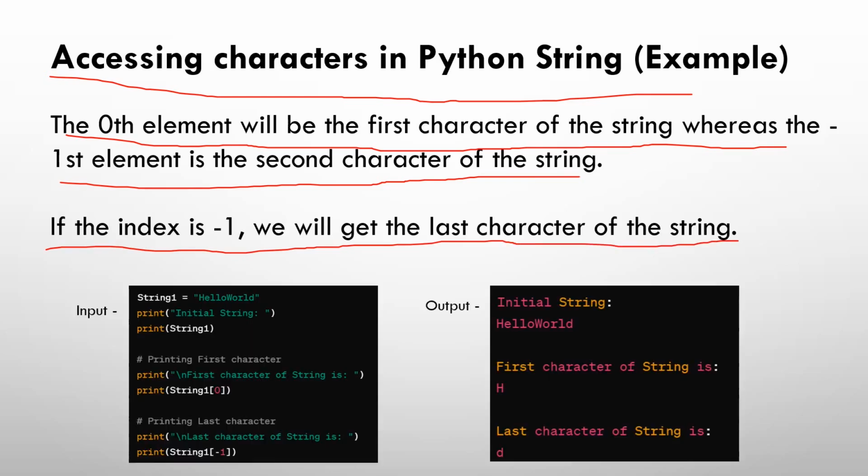So here we have an example. If our string is hello world, and if we print string 1 with 0 as an index, we'll get the first character of the string, which is h. And if we print string 1 with -1 as the index, we will get the last character of the string, which is d.